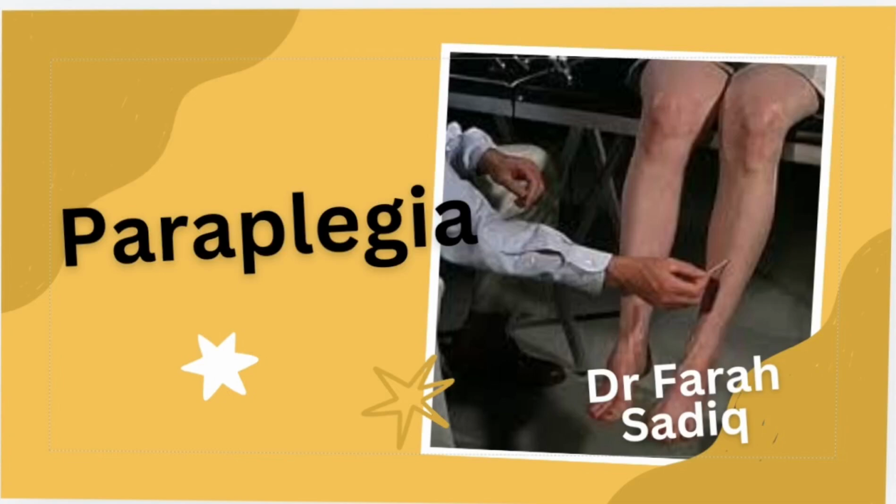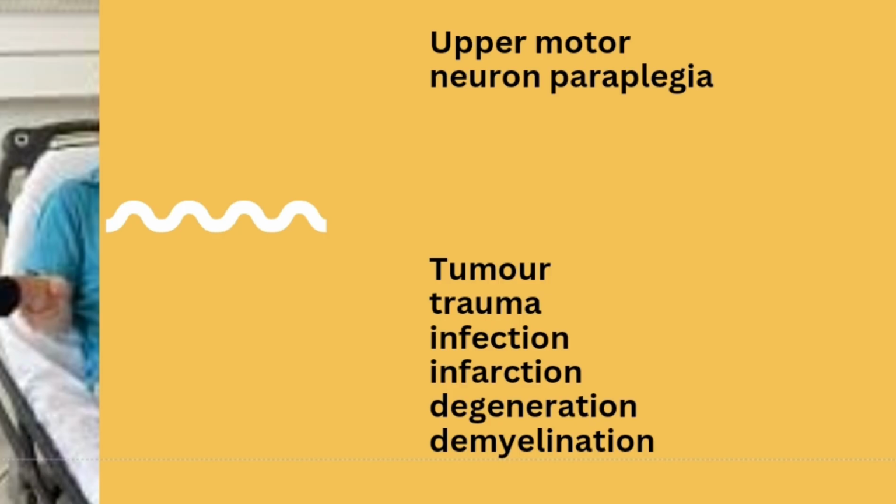Hi guys, today I will discuss paraplegia, that is weakness in both lower limbs. First of all, I'll discuss upper motor neuron paraplegia, the causes of which are in six categories: tumor, trauma, infection, infarction, degeneration, demyelination. It is very easy to remember: two T's, then two I's, and then two D's.